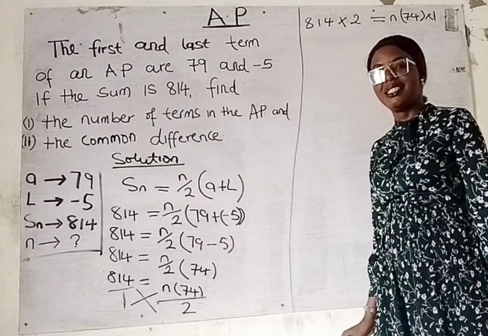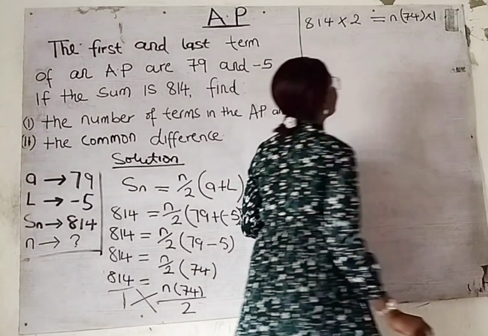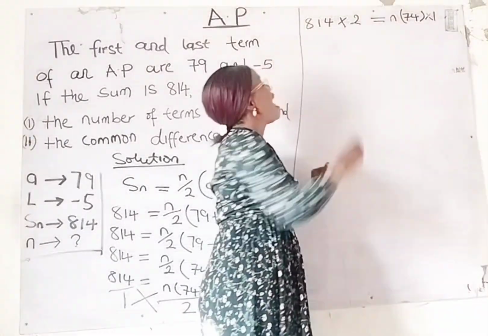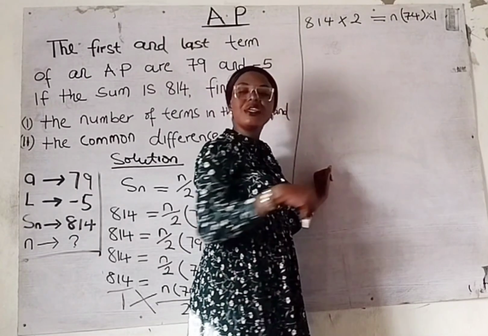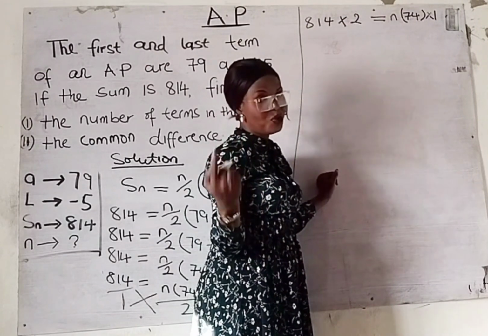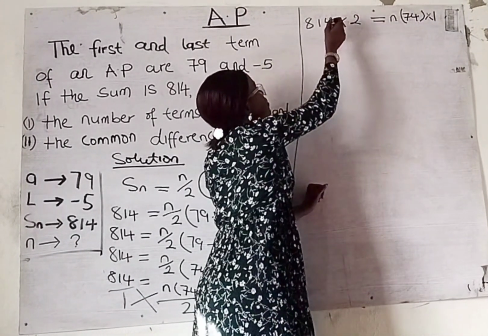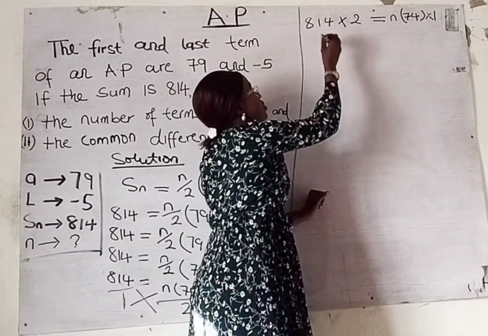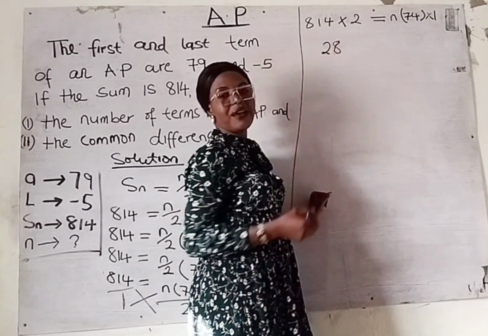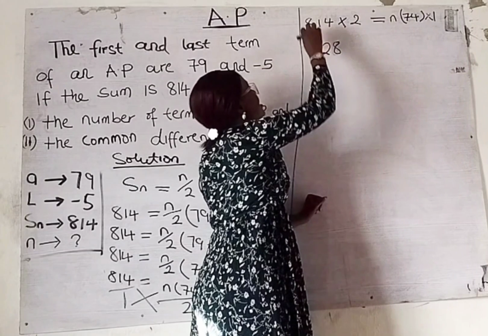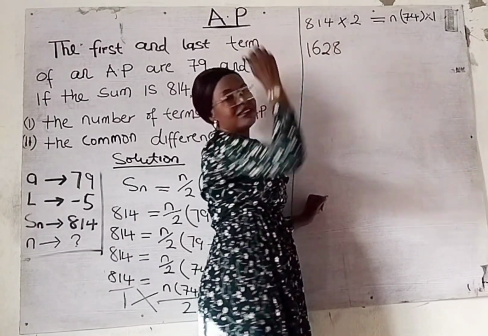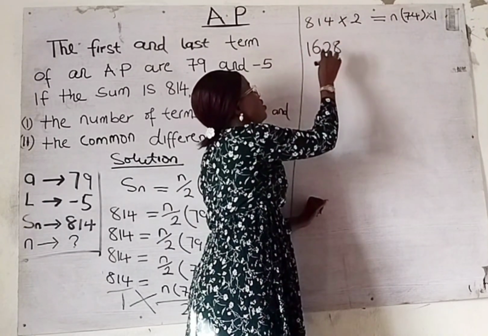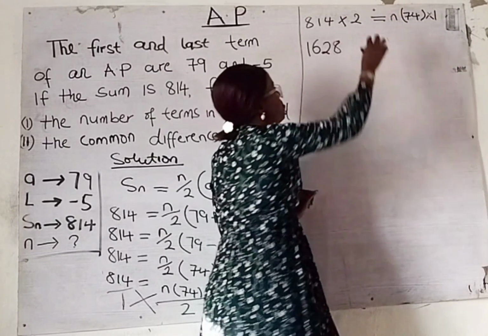I hope you understand. Okay? I continue. And we say 814 times 2 will give us what? We say 2 times 4 gives us 8. Okay? 2 times 1 gives us 2. And finally, 2 times 8 gives us 16. So 814 times 2 gives us 1628.